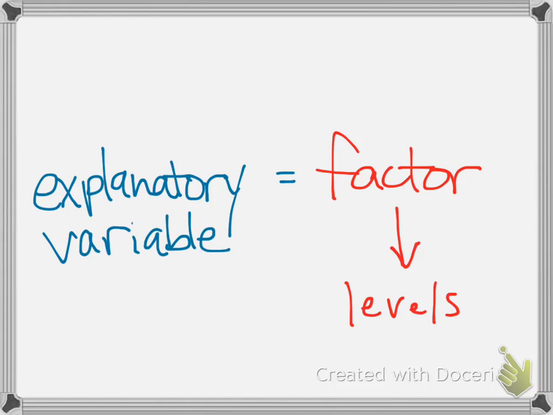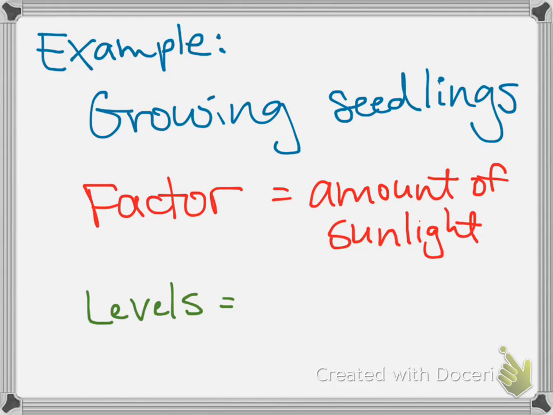So when we talk about explanatory variables, we often call them factors. And for each factor, we can often have, and we should have, various different levels, and it's those different levels that we're going to be comparing the results of in our experiment. So let's do an example.